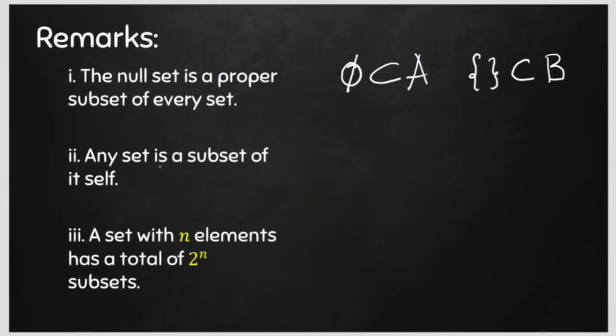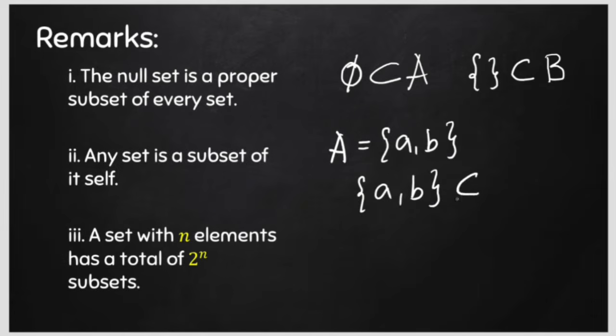Next, any set is a subset of itself. So if you have A equal to {A, B}, then we could say that {A, B} is a subset of A. Then we have: a set with n elements has a total of 2 to the n subsets.